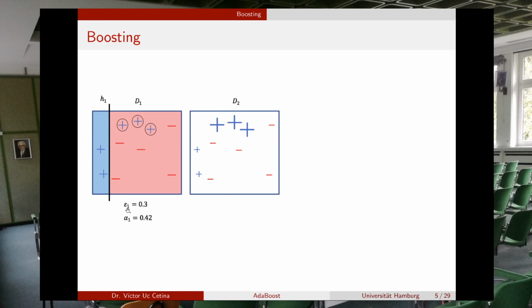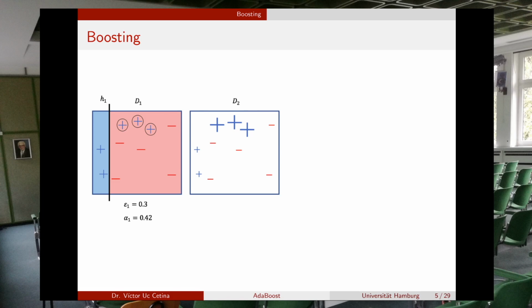Now, in the same way that we will assign an error to each of our weak learners, we are also going to assign some alpha parameter to each of our weak learners. This alpha is a confidence parameter. So if we have weak learners that have small errors, we can trust them more, so they will have larger alphas.